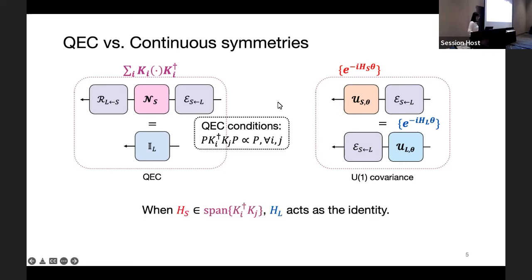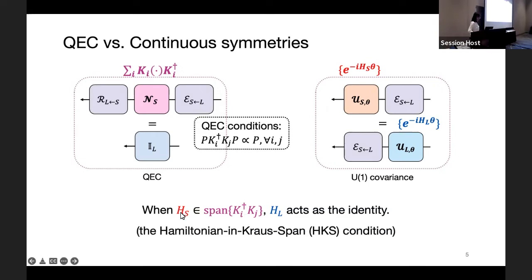So then combining these two, we can see that if the physical Hamiltonian HS is a linear combination of the terms Ki dagger Kj, then it must mean that HL must act also trivially in the code subspace, as long as the code is covariant and error correcting simultaneously. And in that case, we don't have a non-trivial U1 covariance on the code.